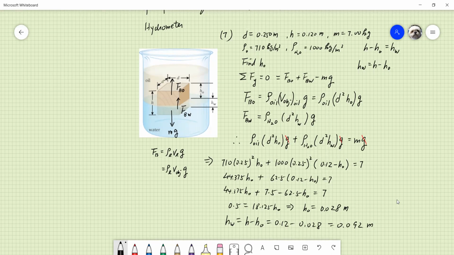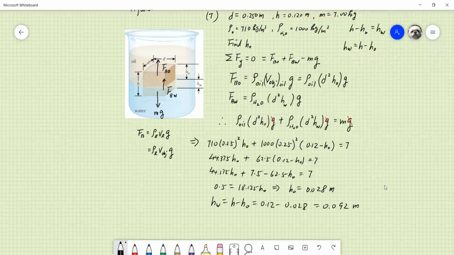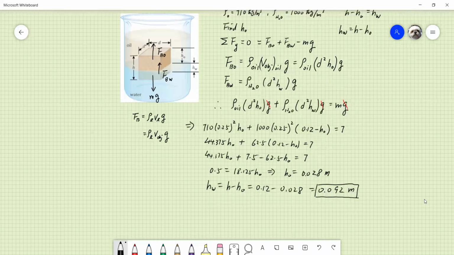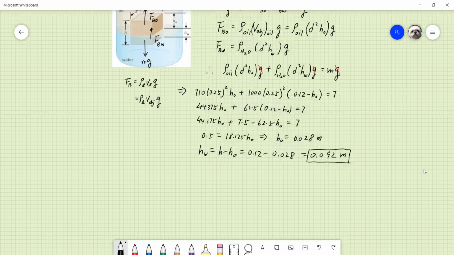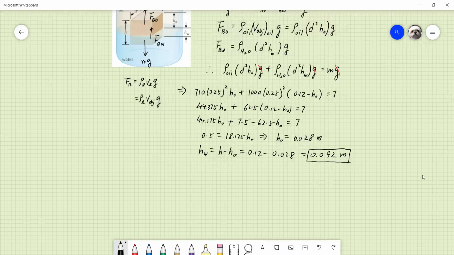Now, the idea for this problem is, as the title of the chapter says, hydrostatic. The force on the object, no matter how many layers they have, should be equal to 0. They are in an equilibrium state, right? Okay. Now, the next thing, any questions so far? Am I going too fast?